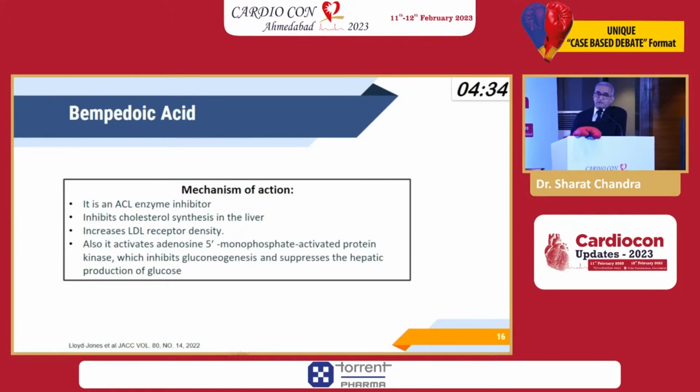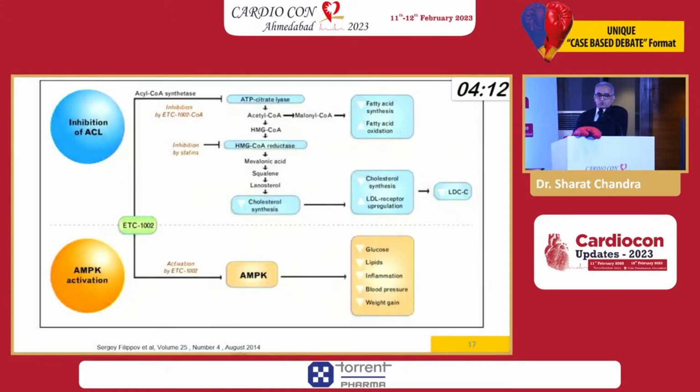In addition, very importantly, it activates adenosine 5 monophosphate activated protein kinase, which goes on to inhibit gluconeogenesis and suppresses the hepatic production of glucose. Unlike statins, which actually worsen the chances of a person getting diabetes or worsening his diabetes, bempedoic acid actually improves the situation. So this is the mechanism of action of bempedoic acid.